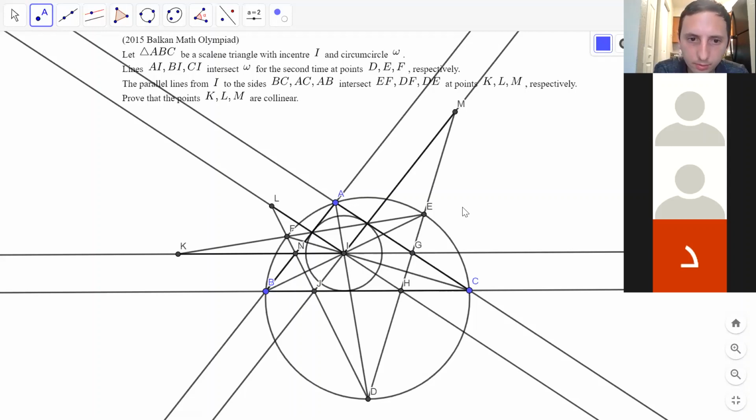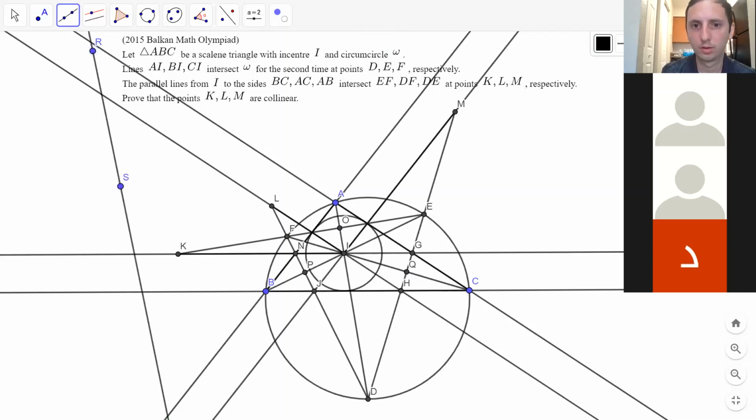DF. Oh, I forgot about that fact. Yeah, so DF is the perpendicular bisector of BI. Yeah, so let me draw the midpoints of AI, BI, and CI. A lot of parallelograms.